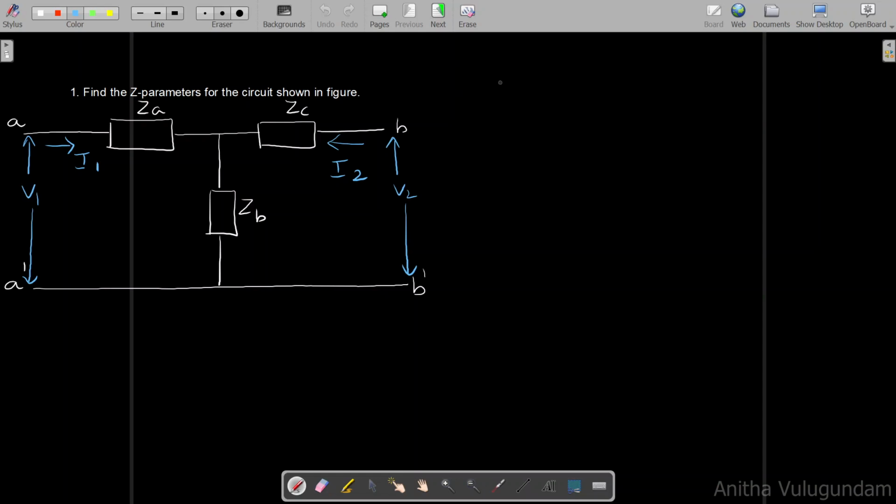Z parameter equations can be written as V1 equal to Z11 I1 plus Z12 I2, V2 equal to Z21 I1 plus Z22 I2.